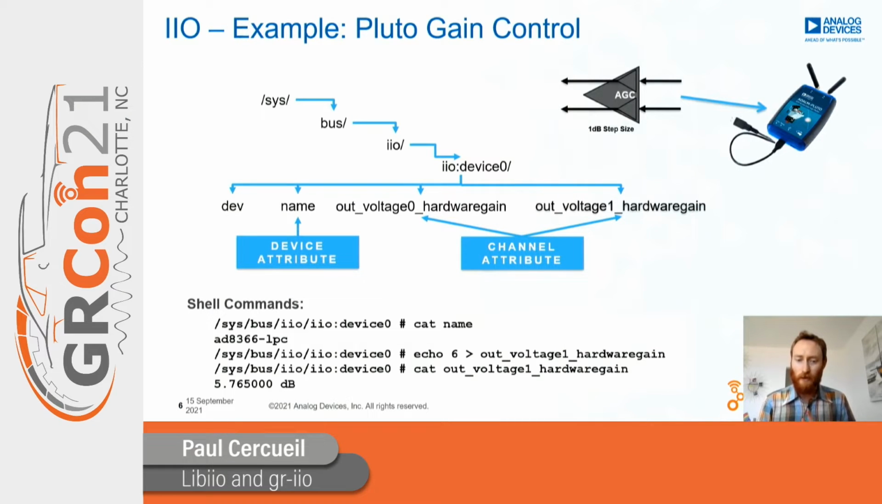For instance, to configure the gain control on the ADALM-PLUTO from Analog Devices, you would go to /sys/bus/iio, then go to iio:device0, which is the device that allows you to configure lots of settings. In that folder, you will have the name, for instance, which is a device attribute, and then out_voltage0_hardwaregain, which is the hardware gain for the first channel, and then out_voltage1_hardwaregain, which is the hardware gain for the second channel, etc.